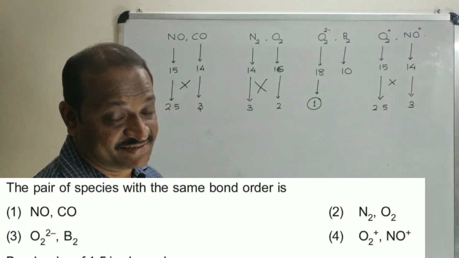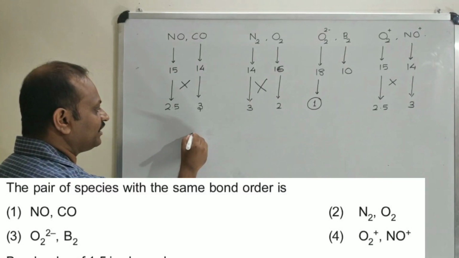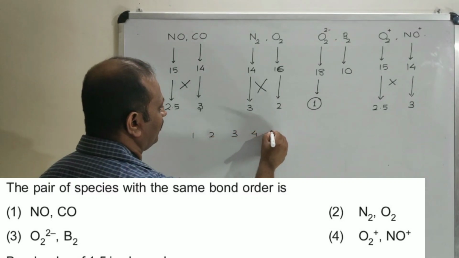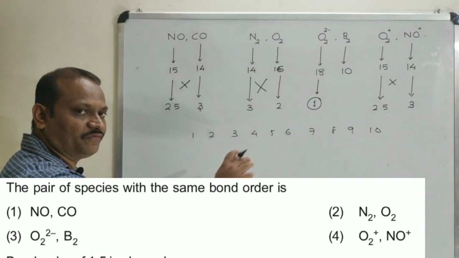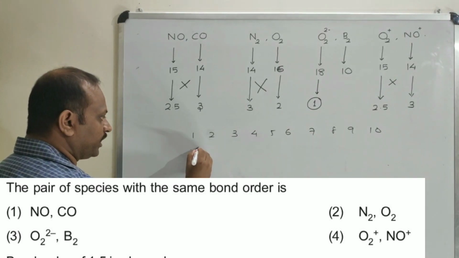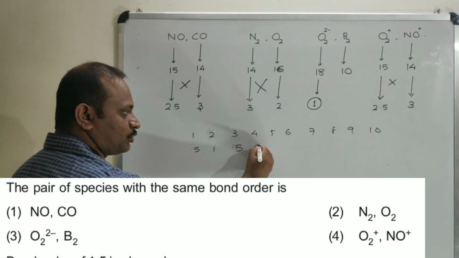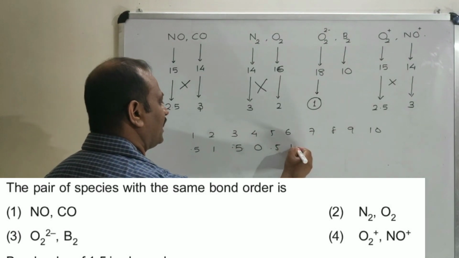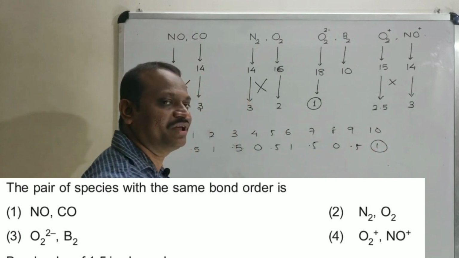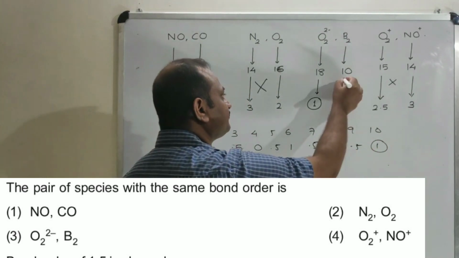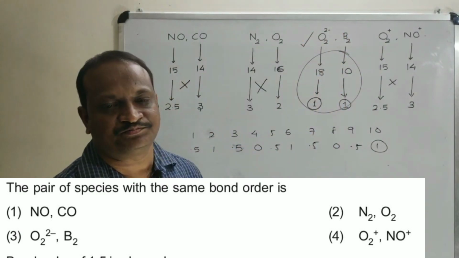And in case of 10, see, I have written one table earlier. You remember, I have written 1, 2, 3, 4, 5, 6, 7, 8, 9, 10. These are the number of electrons. Then what about the bond order? So 0.5, 1, 0.5, 1, 0.5, 0. Again 0.5, 1, 0.5, 0. Again 0.5, 1. So what is the bond order there? It's 1. So for these two, we have the same bond order. So option C comes as your answer.